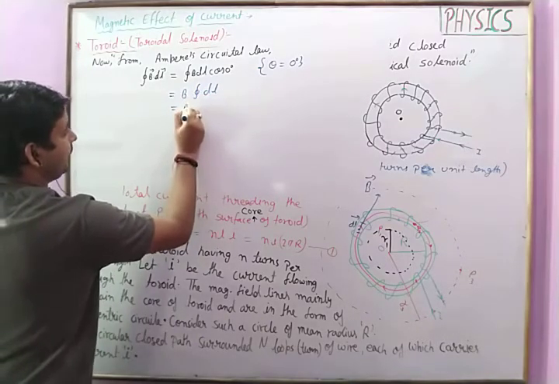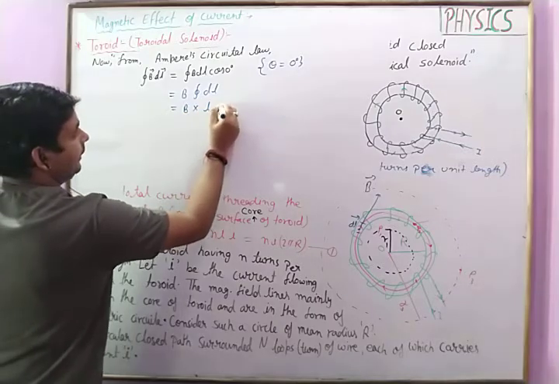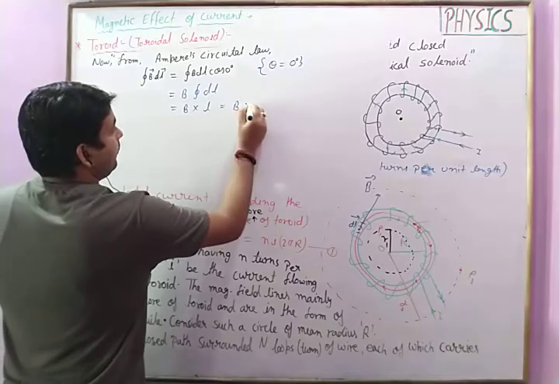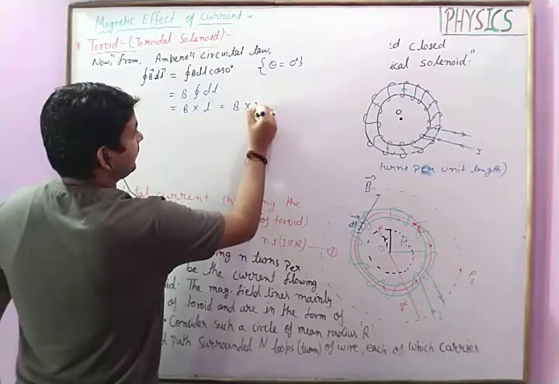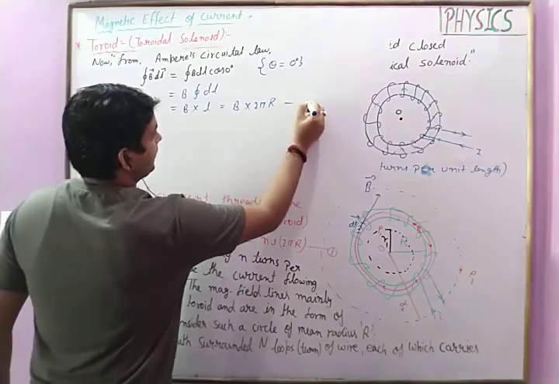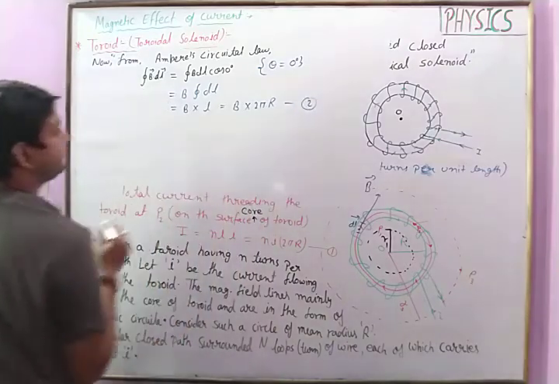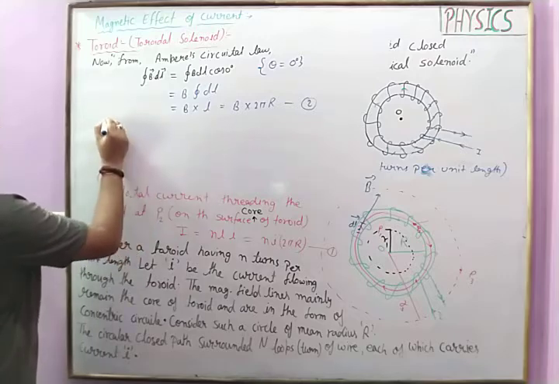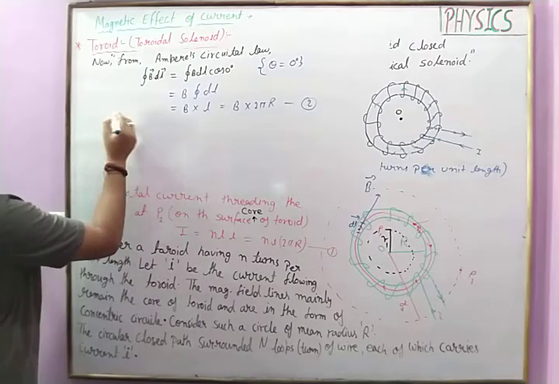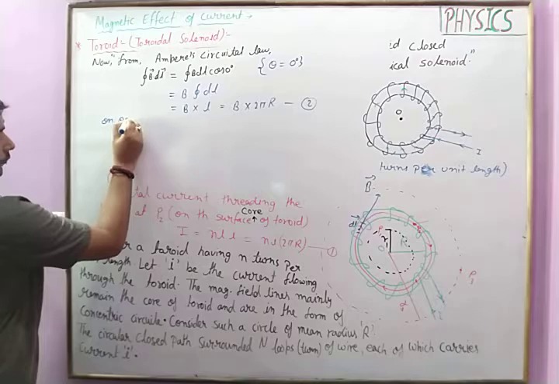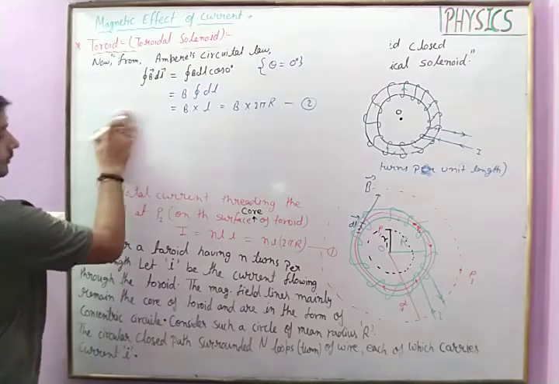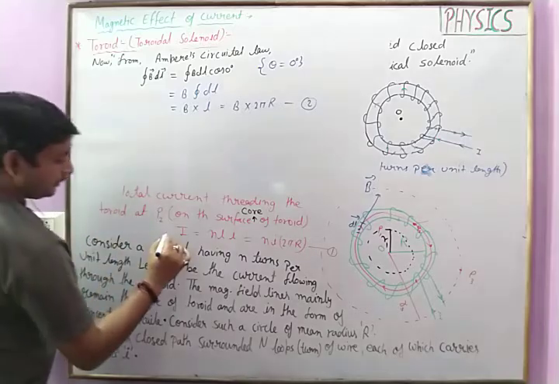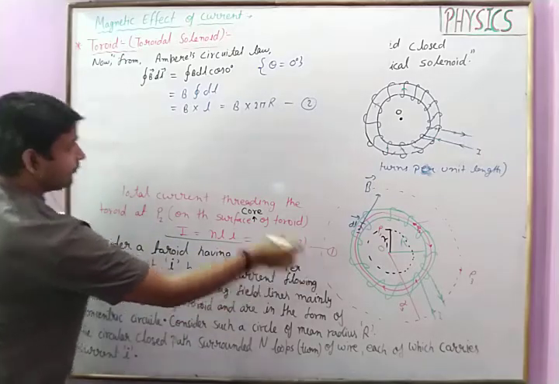Here this value of the line integral of B dl is B into 2 pi capital R for the toroid. This is equation second. Now on equating, the total current is given by the equation first.